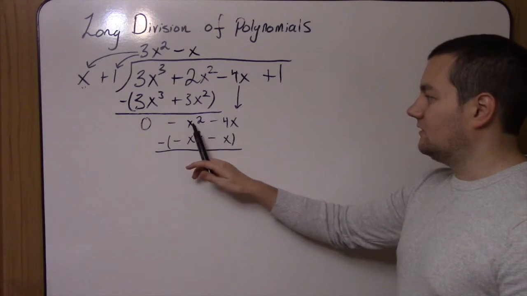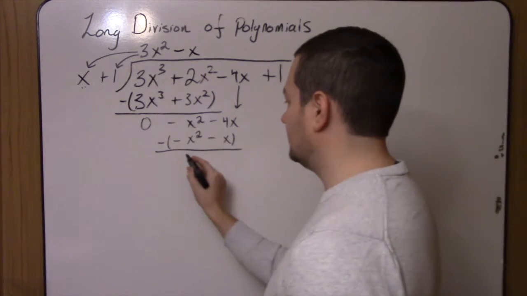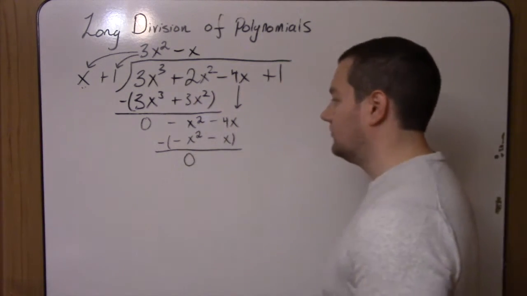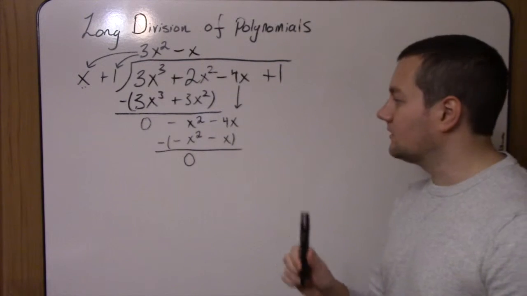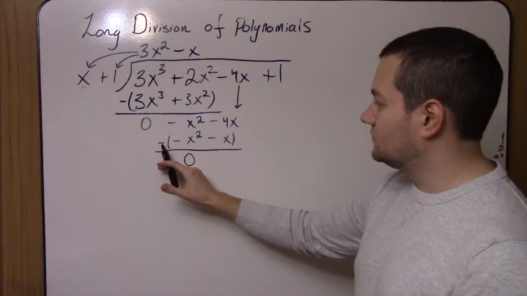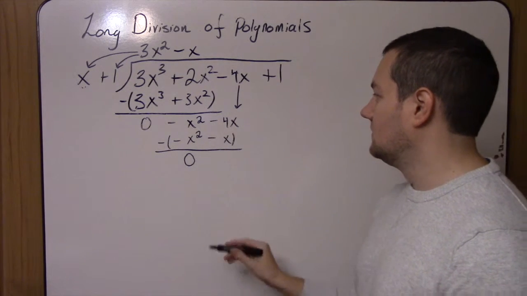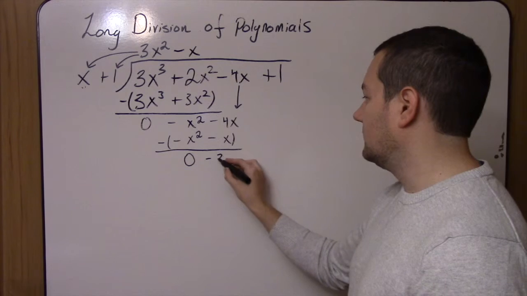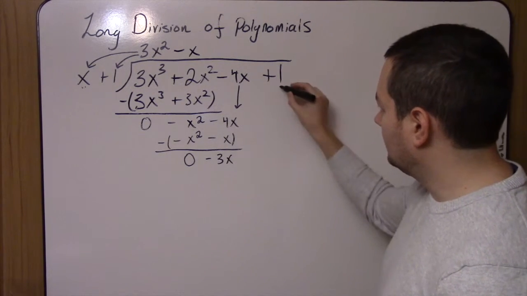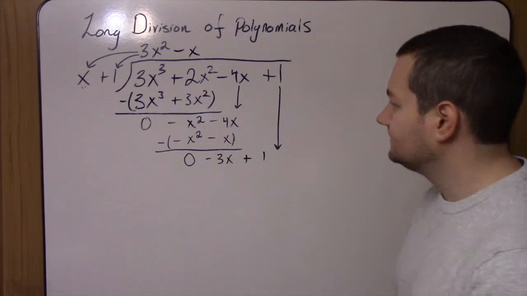Then what I have here is negative x squared subtract negative x, and of course you should get 0 for that. If you don't, then you made a mistake. Next step, negative 4x subtract negative x, so that's the same thing as plus x, so that becomes negative 3x. Last step, drag down my 1, so I'll call that plus 1.